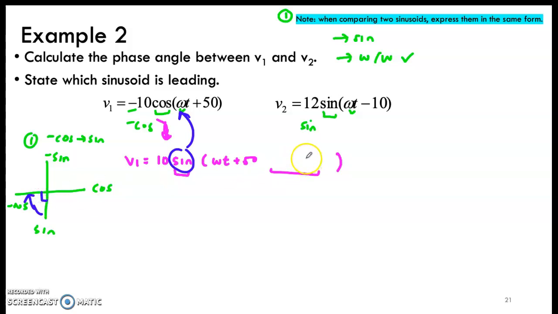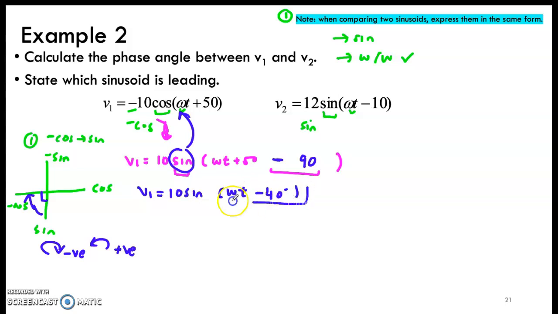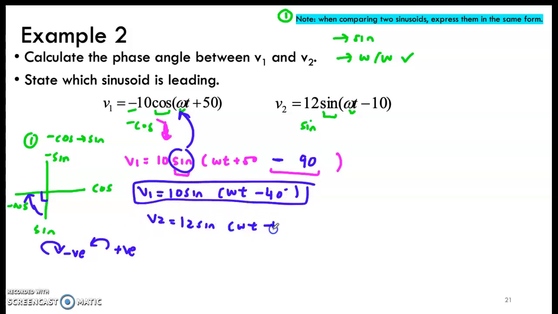So this is 90. But is it plus or minus? If this is clockwise, it is minus. If this is anti-clockwise, it is positive. So if you look here, this is clockwise. Clockwise means negative. Okay, so you can get here V1 equals 10 sine omega t minus 40. So this is the one that you need to compare with V2, that is 12 sine omega t minus 10.